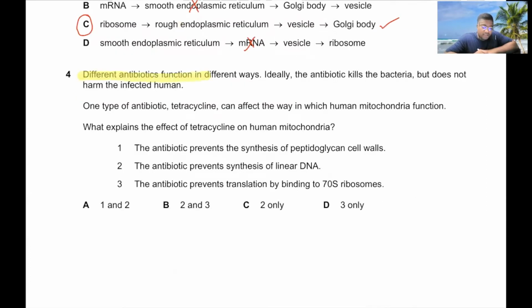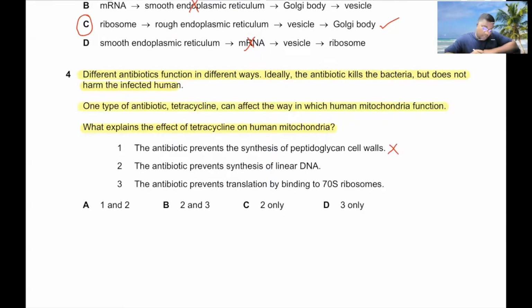Different antibiotics function in different ways. Ideally, the antibiotic kills the bacteria, but does not harm the infected human. One type of antibiotic, tetracycline, can affect the way in which human mitochondria function. What explains the effect of tetracycline on human mitochondria? Option 1, antibiotic prevents the synthesis of peptidoglycan in cell walls. Option 1 is wrong. Human mitochondria do not have cell walls.